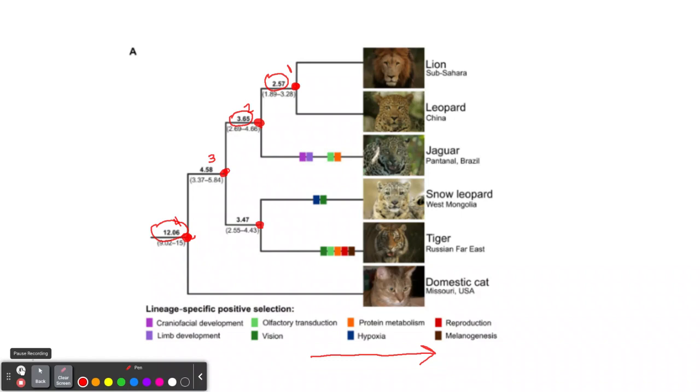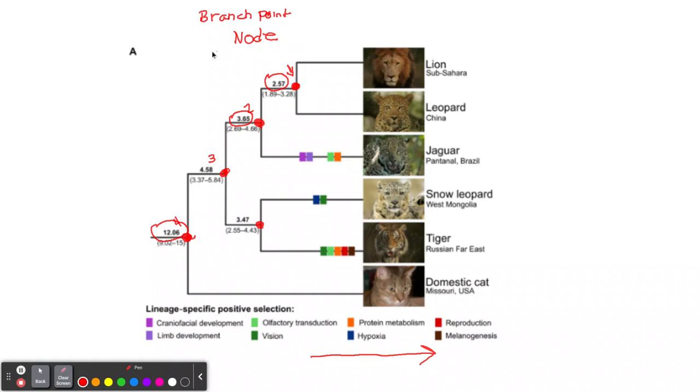So let's make sure we know the terms. Again, where this arrow is, that's the node, and it's also called the branch point. It's also the common ancestor, the most recent common ancestor. And now this isn't fixed. Remember, this will change depending on new information.